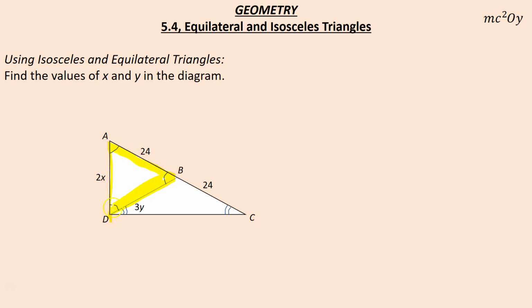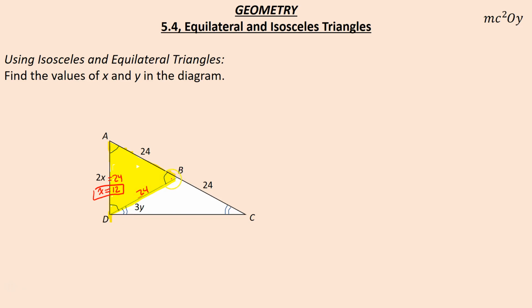And by seeing that all angles are marked congruent, I know that it's equilateral, which tells me a couple things. It tells me that if AB is 24, then DB also must be 24. And AD must be 24. Well, that means that 2x equals 24. And if 2x equals 24, then x is going to equal 12. So I found x.